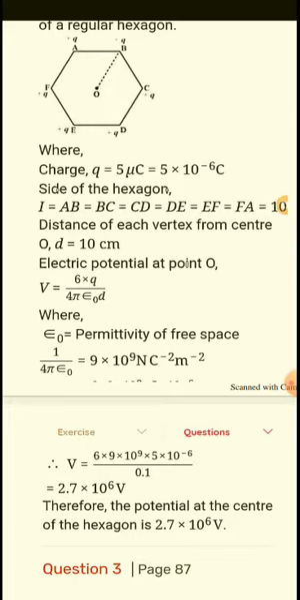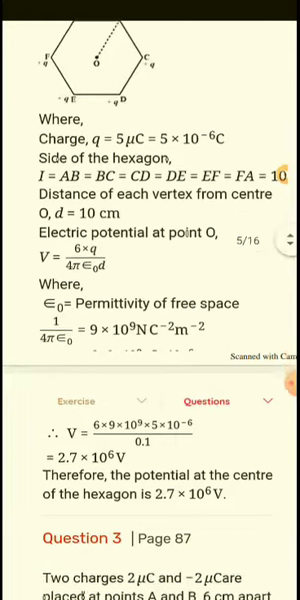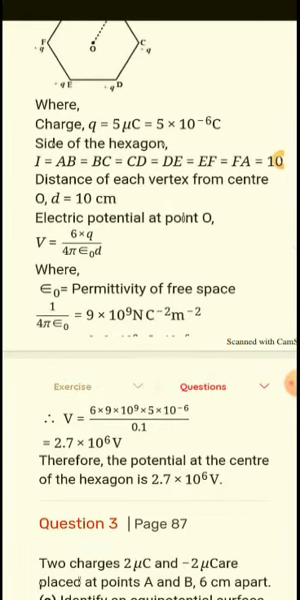5 microcoulomb converted into coulomb is 5 into 10 to the power of minus 6 coulomb. The formula for the electric potential is V is equal to Q divided by 4 pi epsilon naught D. Here we are having 6 charges, so we take it as 6 into Q divided by 4 pi epsilon naught into D. Epsilon naught is the permittivity of free space, so the value of 1 divided by 4 pi epsilon naught will be 9 into 10 to the power of 9 Newton meter squared Coulomb inverse squared. Then substitute these values.